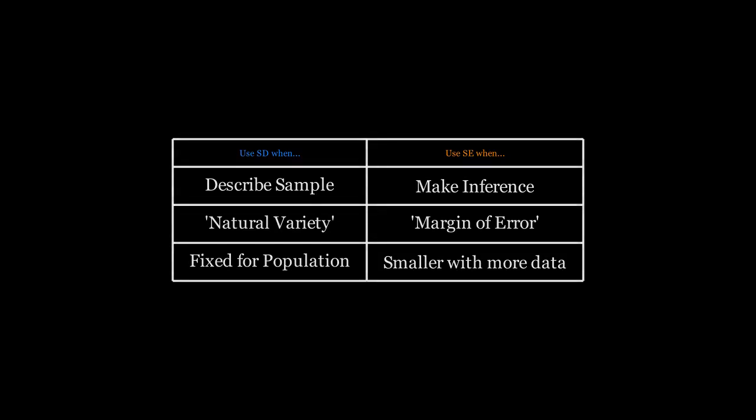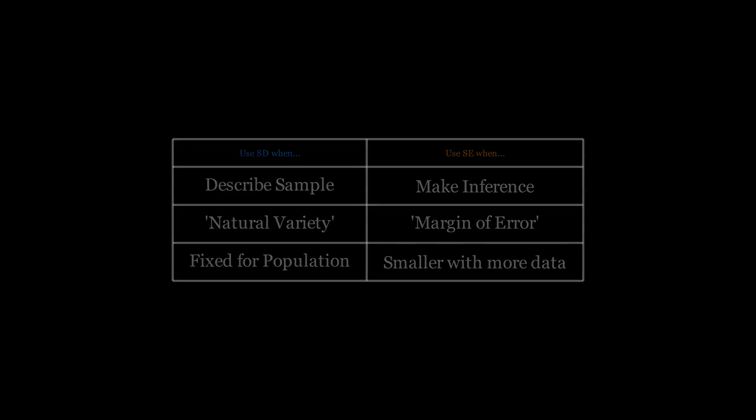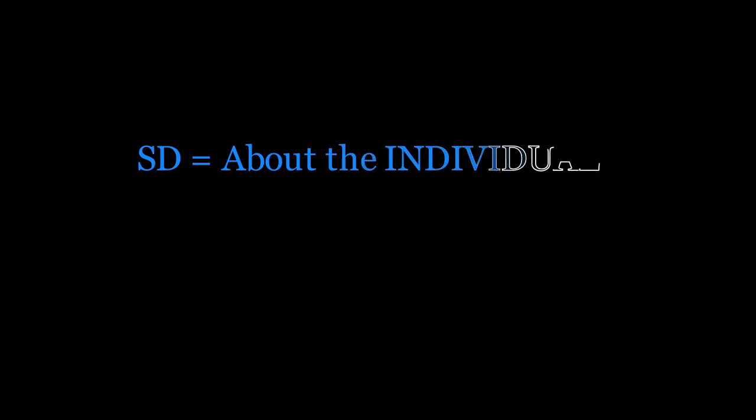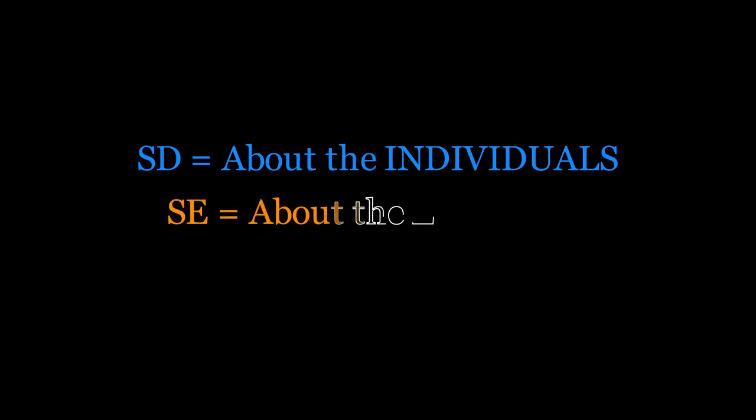When should you use which? If you are describing the characteristics of your sample, like the age range of participants in a study, use standard deviation. It shows the natural variety. But if you are making an inference, like predicting who will win an election or if a drug is effective, use standard error. It represents the margin of error and tells the reader how much they can trust your calculated mean. To summarize, standard deviation is about the data.